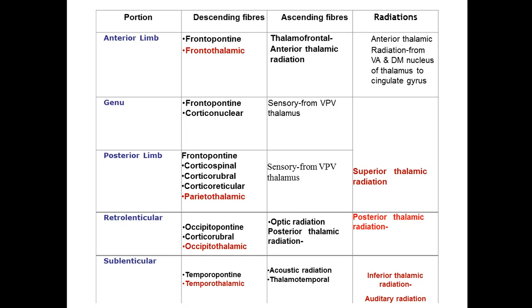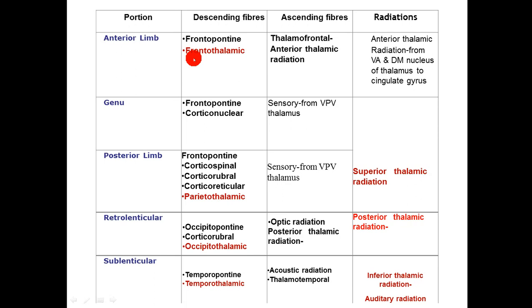In the anterior limb we have descending fibers and ascending fibers. Descending fibers are the frontopontine fibers and the frontothalamic fibers. Ascending fibers are the thalamo-frontal fibers, that is the anterior thalamic radiation. The anterior thalamic radiation consists of fibers starting from the ventral anterior and also the medial nucleus of the thalamus, going into the cingulate gyrus, which are actually part of the Papez circuit.